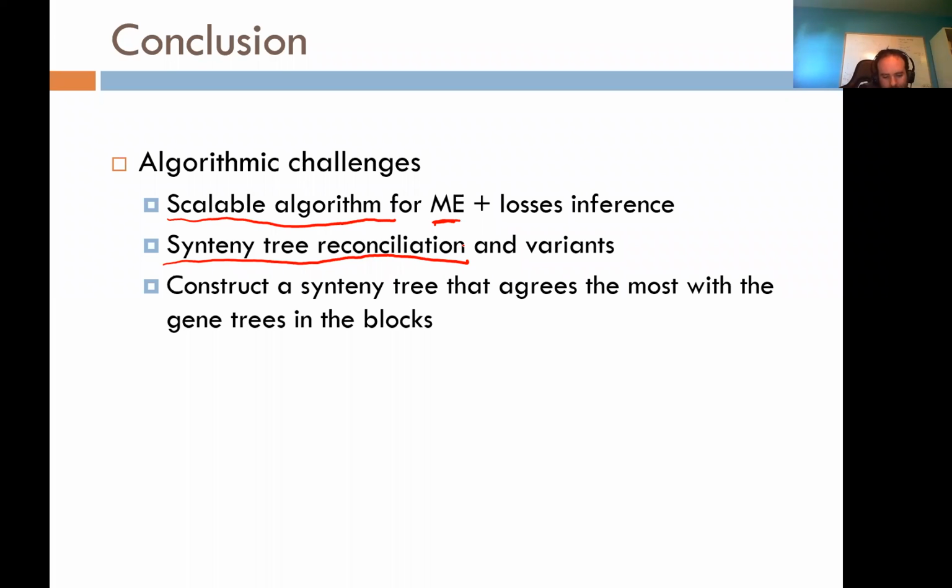And we have this problem that I mentioned quickly at the end. When you have your centenic blocks, you have a whole bunch of gene trees and you hope that they fit into a common evolution, but when they don't, you face algorithmic challenges as well.